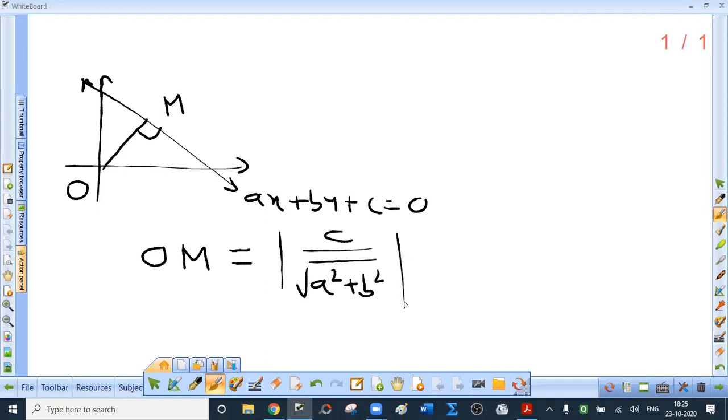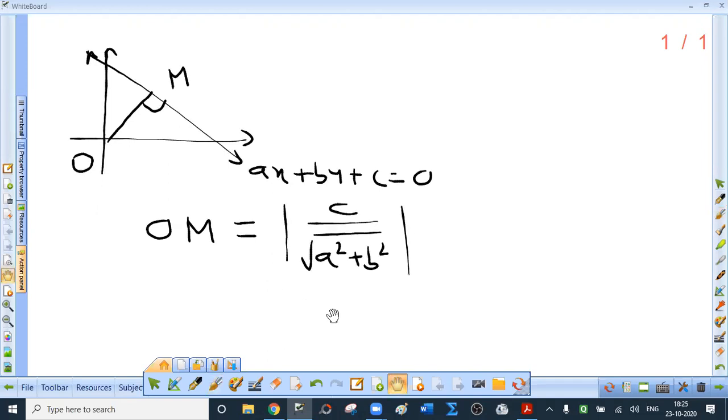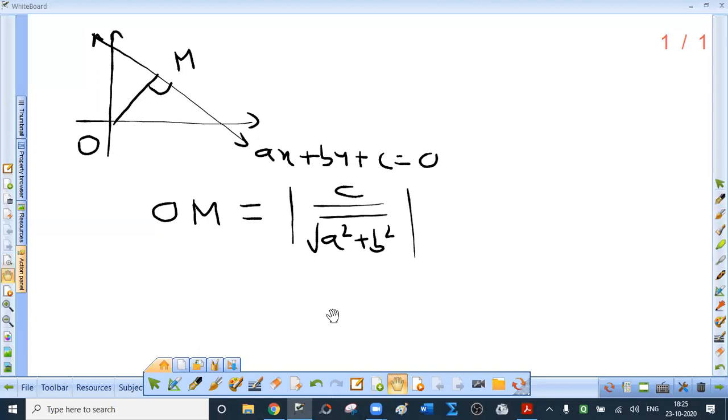If you want, you can draw this rough sketch also. So the length of the perpendicular is mod of c upon root a square plus b square. How to remember this? It is always modulus of the constant term upon root of the sum of the squares of the coefficients of x and y.